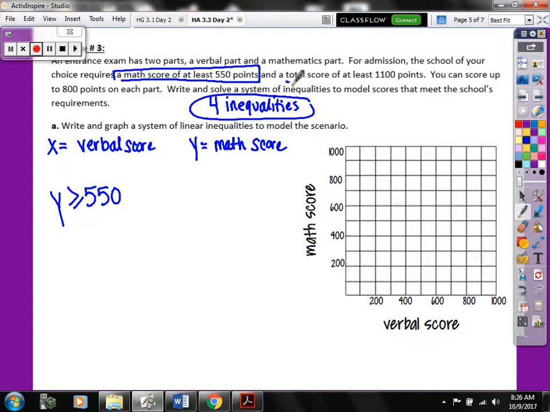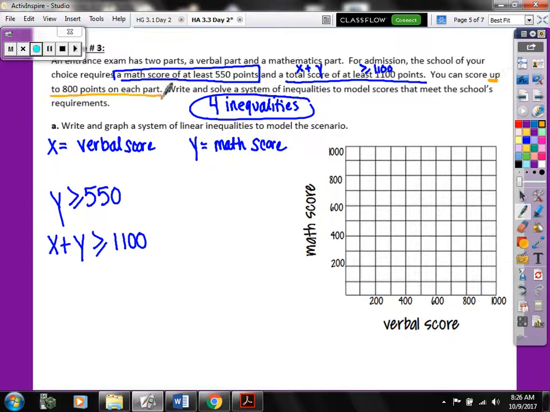A total score of at least 1,100 points. Sam? X plus Y is greater than or equal to 1,100. Yes. Total score, which is verbal plus math, and that's at least greater than or equal to 1,100.